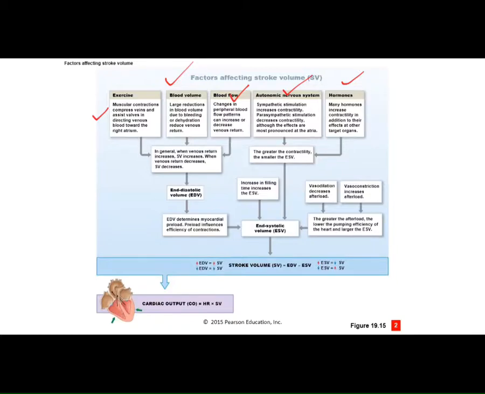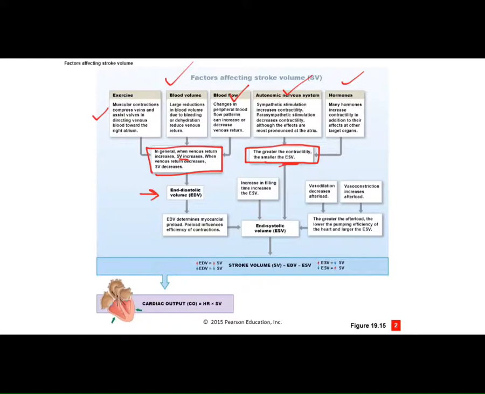So look at how all this goes together. You will see that when venous return increases, stroke volume increases. When venous return decreases, stroke volume decreases. Now, that is going to influence your EDV, your end diastolic volume. Then, the greater the contractility, the smaller the ESV. Does that make sense to you?